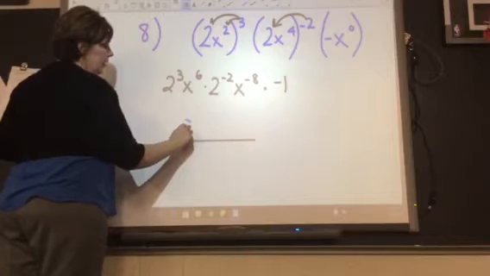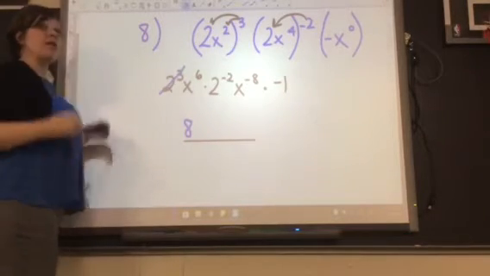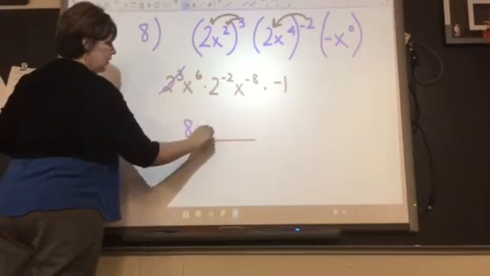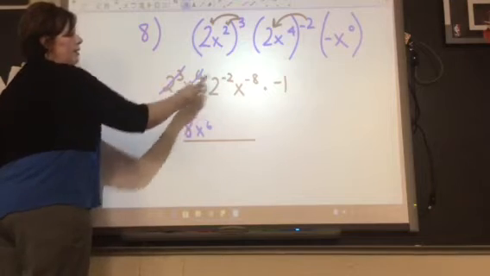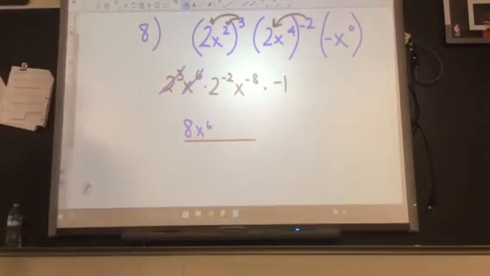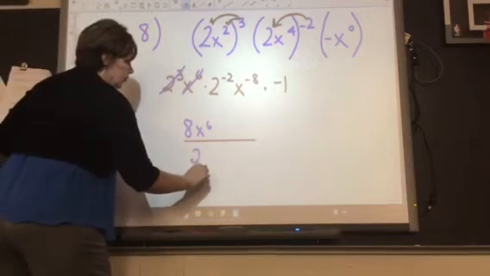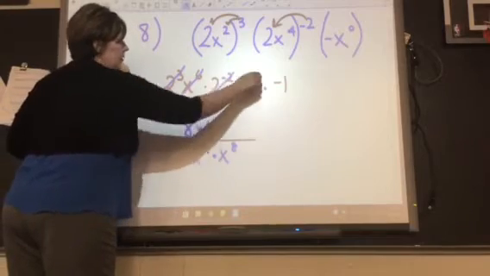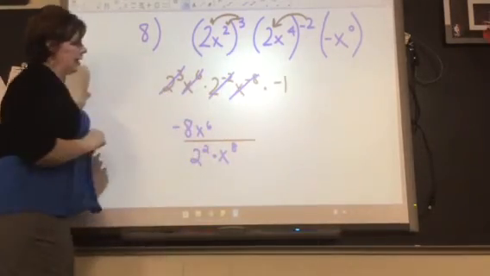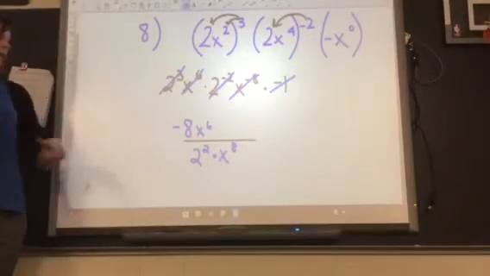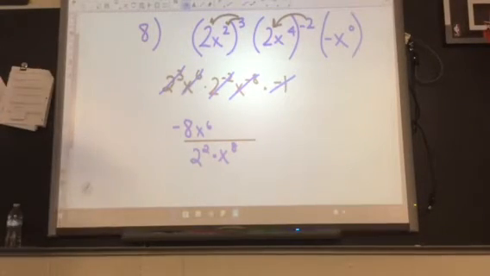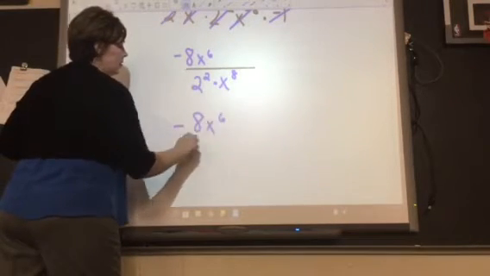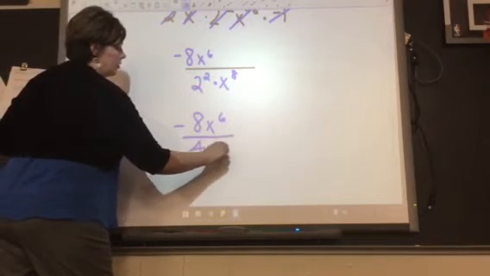2 to the 3rd power is 8. I'm going to cross it off. That tells me that I've used it. I've done something with it. I'm done. X to the 6th power stays upstairs. 2 to the -2 power: how do I make that positive? Put it in the denominator. 2 squared times x to the -8. Put it in the denominator. Now it's positive. Times -1. I'm just going to put a negative right there. Okay? What is 2 to the 2nd power? 4. Thanks, Will. So I have -8 x to the 6th over 4 x to the 8th.